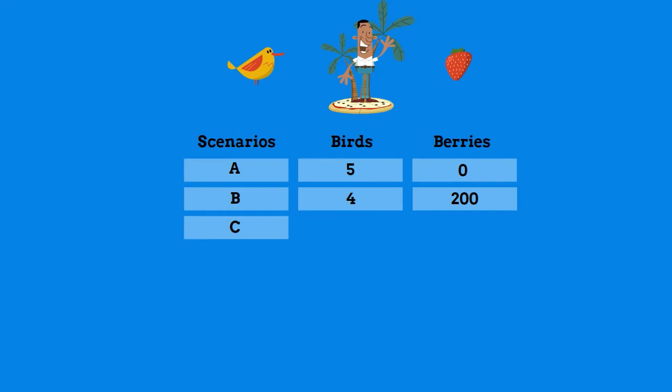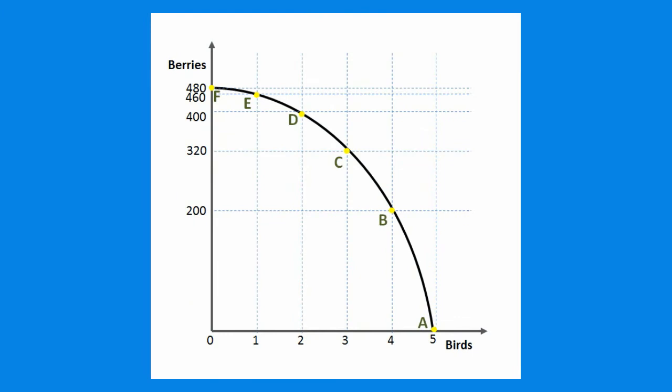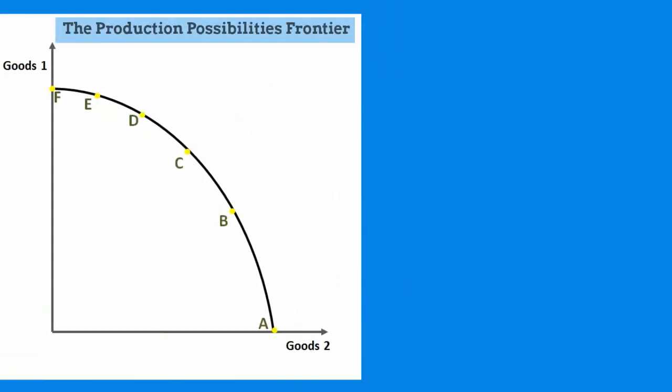Scenario C. You catch 3 birds in total and you increase your berry pickings to 320 with all else remaining the same. Repeat this to the next scenario and then the next. For each new scenario, reduce your bird hunting by 1 count, and you arrive at the following table. This table shows the different combinations of two goods that can be produced, using full employment of resources. Plotting onto a graph, this is how the curve looks like. This is the production possibilities curve, or production possibilities frontier.